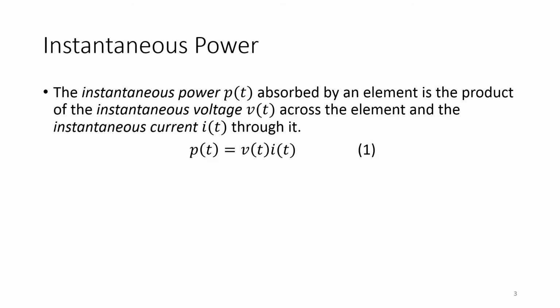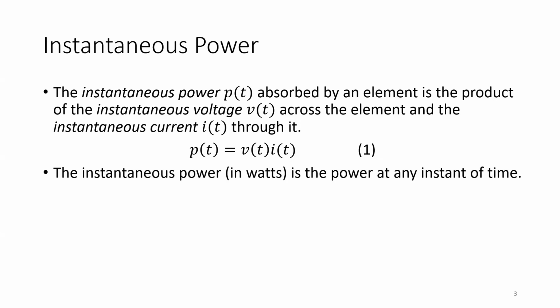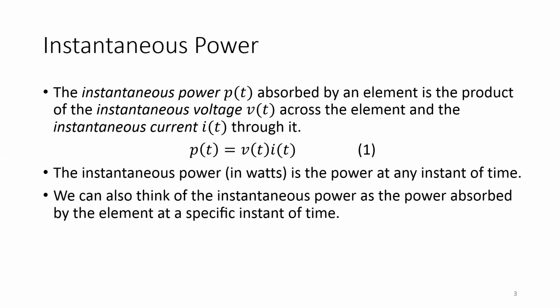Instantaneous power, p of t with small p, absorbed by an element is the product of its instantaneous voltage and the instantaneous current flowing through it. As given by equation number 1, the instantaneous power p of t is given by the product of instantaneous voltage and current. Instantaneous power is always measured in watts, and it is the power at any instant of time.